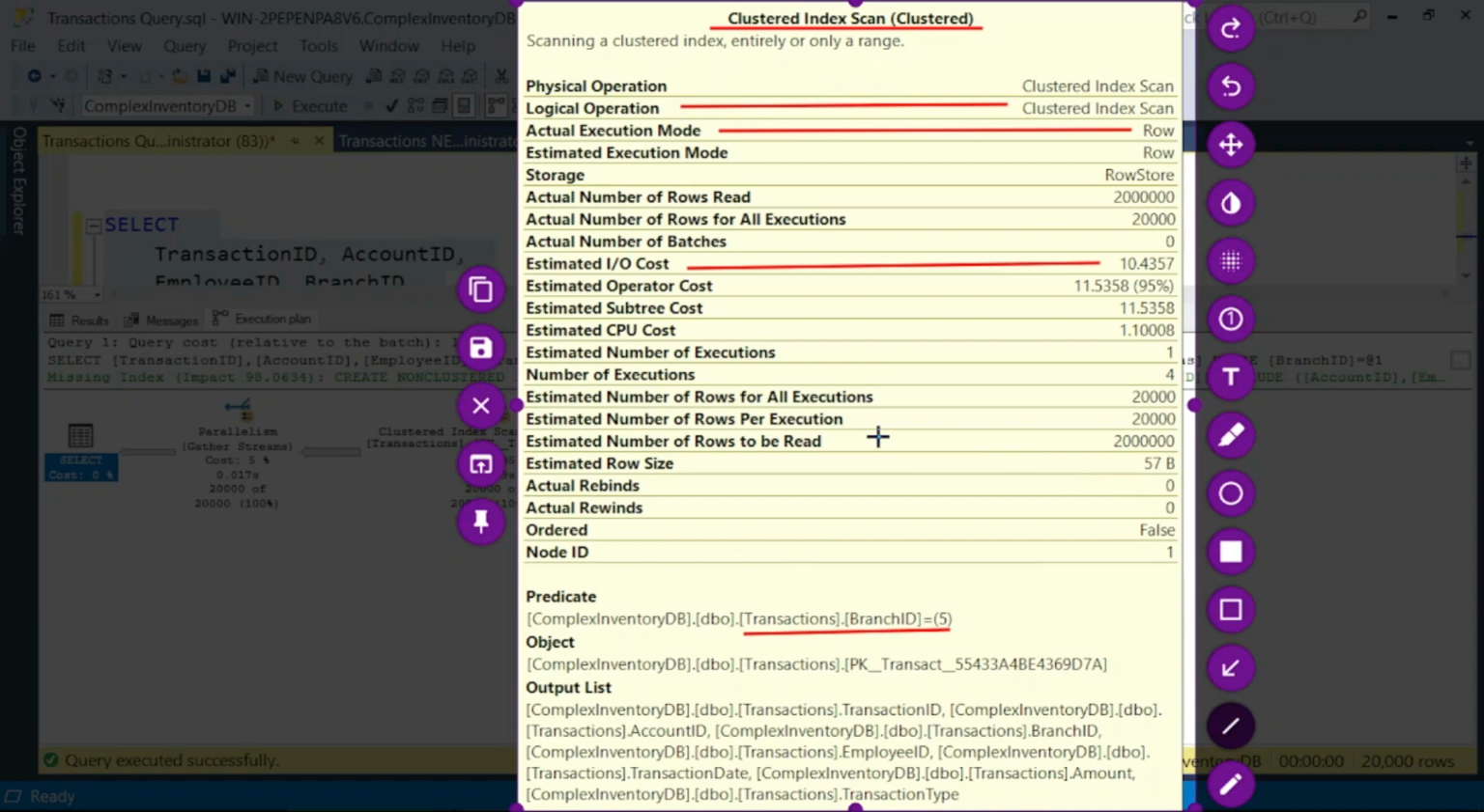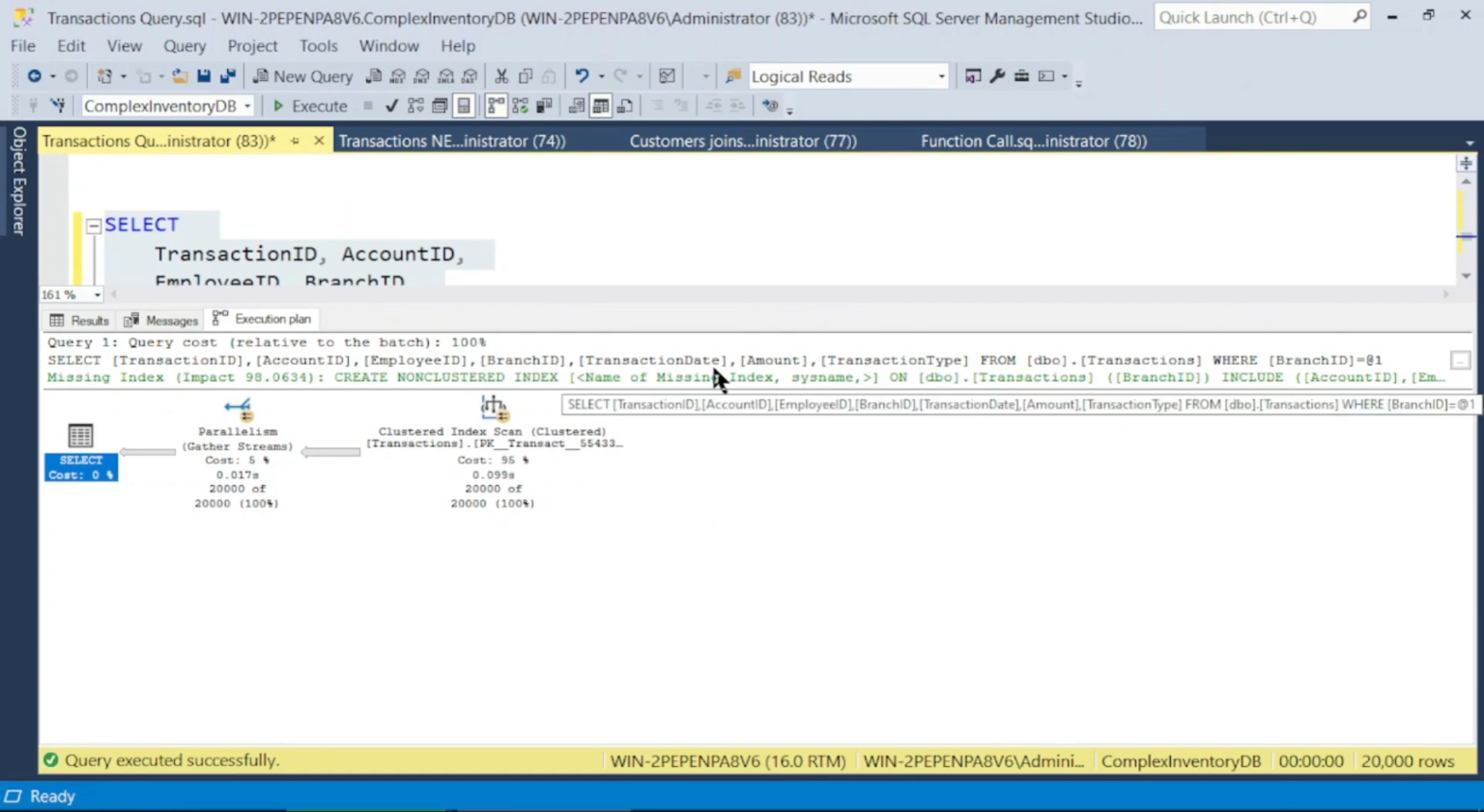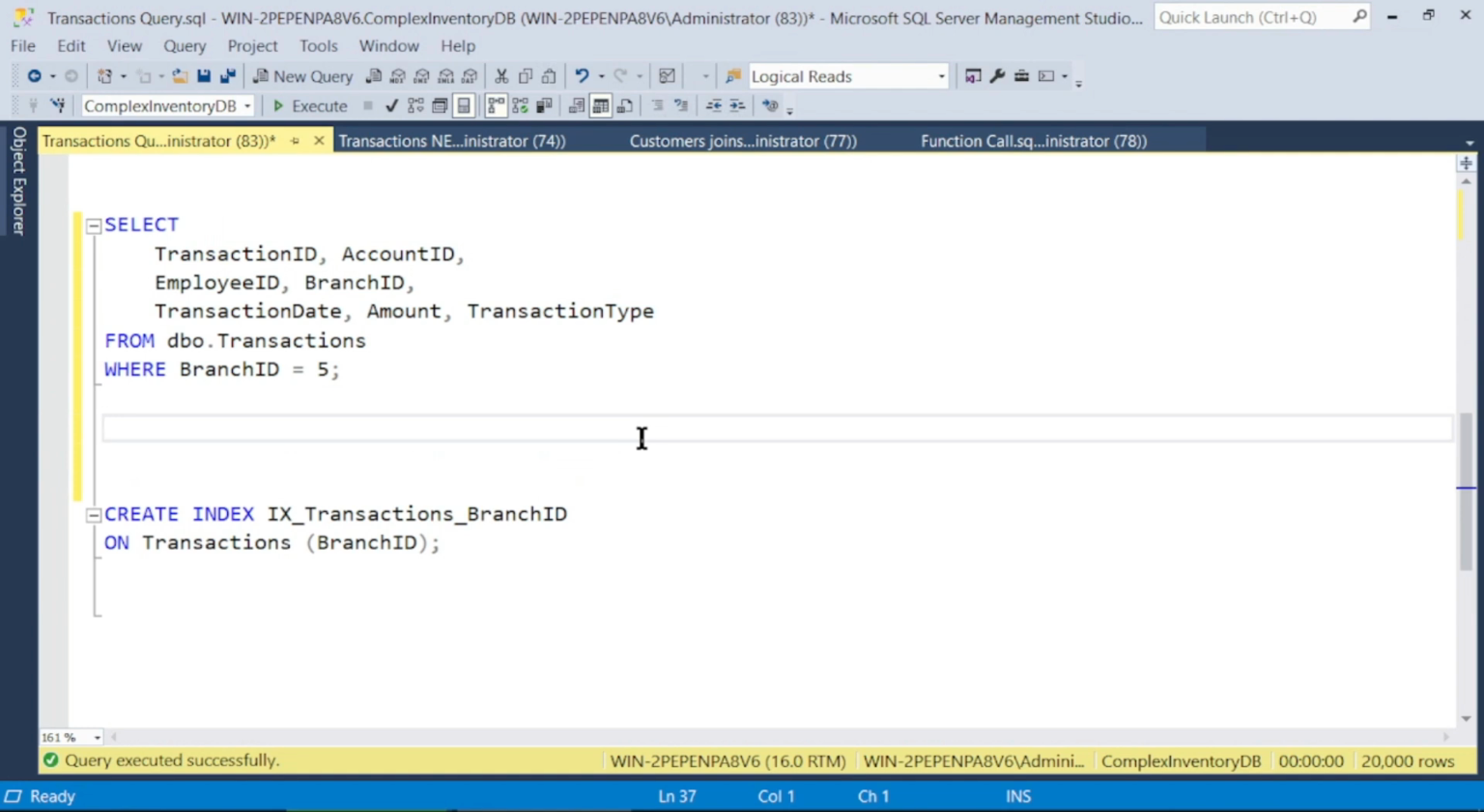Let's conclude our discussion. Whenever you are analyzing an execution plan, follow this checklist. Check the operator type. Is it a scan or a seek? Look at the predicate. Which column is filtering the data? Compare estimated rows with actual rows. Compare actual rows with actual rows read. Check whether SQL Server is using the correct index. Review logical reads and CPU time. Finally, look for warnings like missing index recommendations.